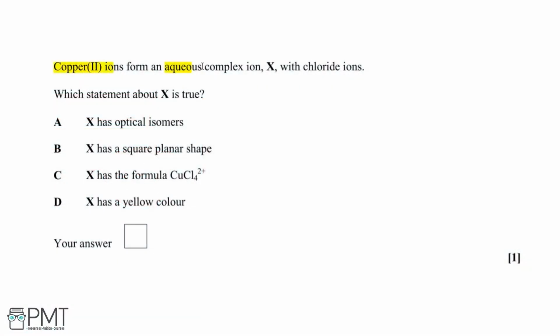Copper-2 ions form an aqueous complex ion X with chloride ions. Which statement about X is true? X has optical isomers, X has a square planar shape, X has the formula CuCl4 2+, or X has a yellow colour. So this complex here is one which you need to learn as part of the course, and you need to learn that it is a tetrahedral complex because we've got 4 chloride ions acting as ligands with this copper-2+.